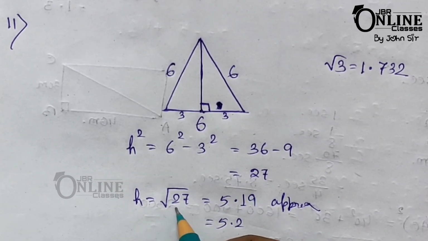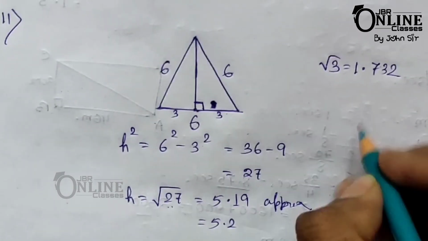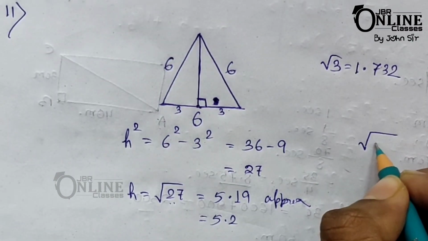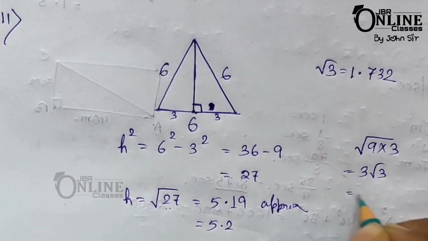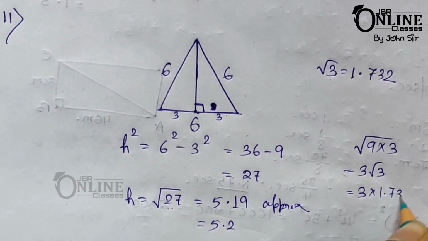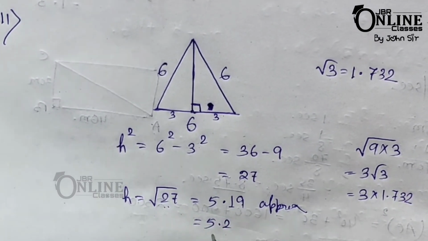Okay, now to find out the value of root 27, you can easily do it, 27 means 9 into 3. So root 9 means 3 into root 3. So that means 3 into 1.732. That becomes 5.19 or 5.2.